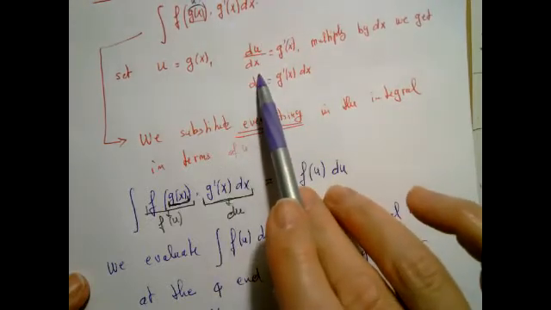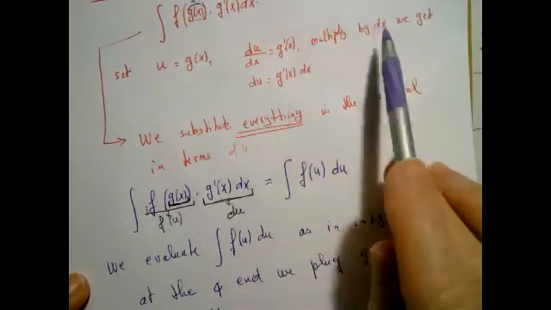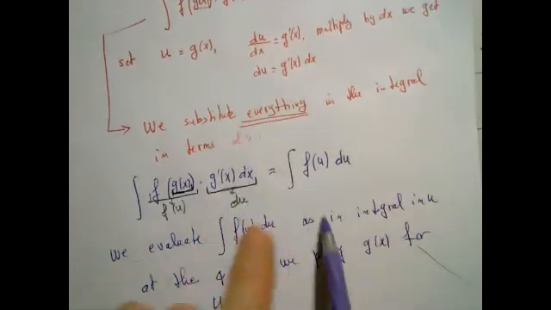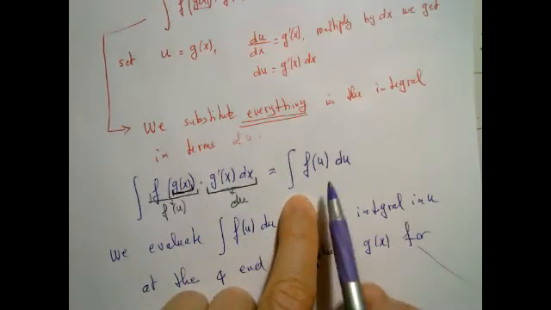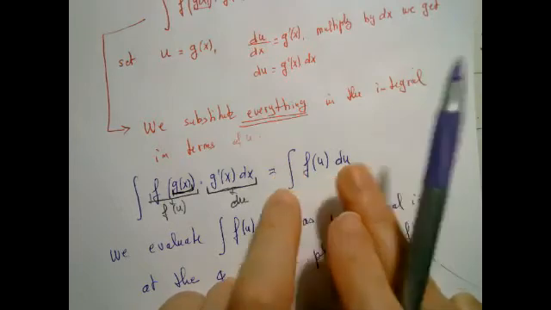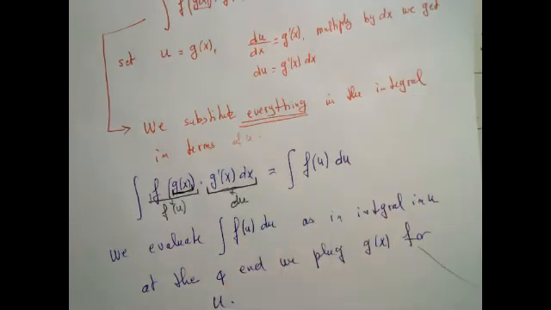We compute du dx, which is the derivative, gives me g prime, multiplied by dx will give me the du. We substitute everything in terms of u, I get this integral, which is really the one we want. We evaluate this. This should be easy to evaluate. Once we evaluate it, we plug in g of x for u. And immediately problems.